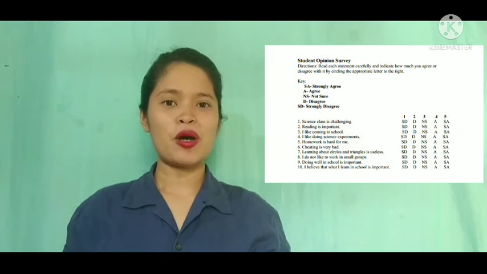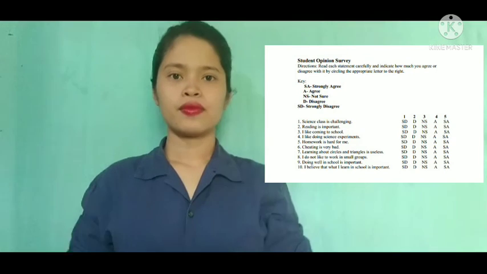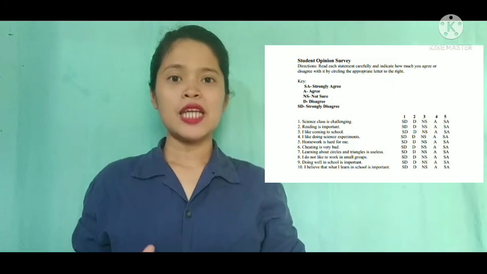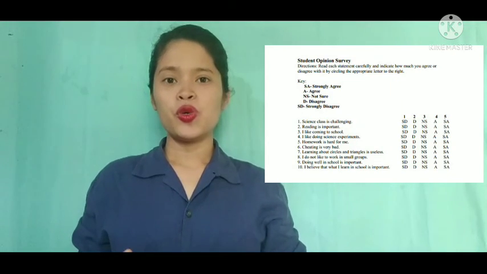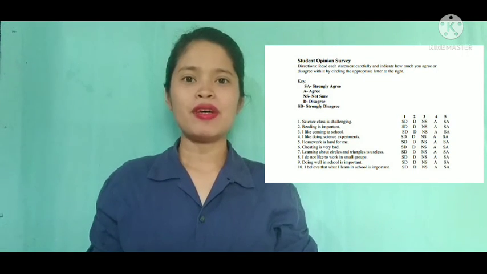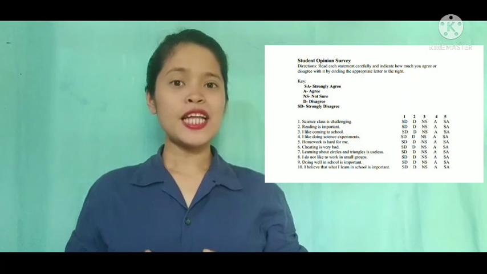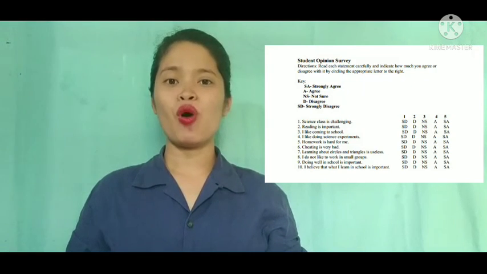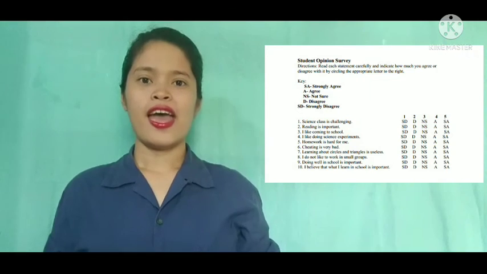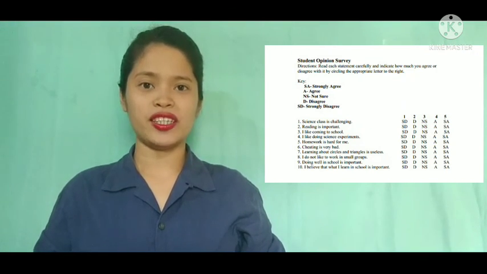Second statement is about reading activity. Third statement is about coming to school. Statement number 4 is about doing science experiments. Statement number 5 is about doing homework. Statement number 6 is about cheating. Statement number 7 is about learning circles and triangles. Statement number 8 is about working in small groups. Statement number 9 is about doing well in school. And statement number 10 is about a belief that learning in school is important.